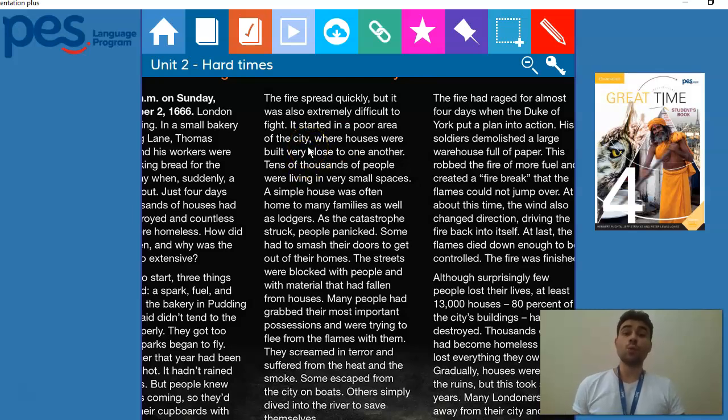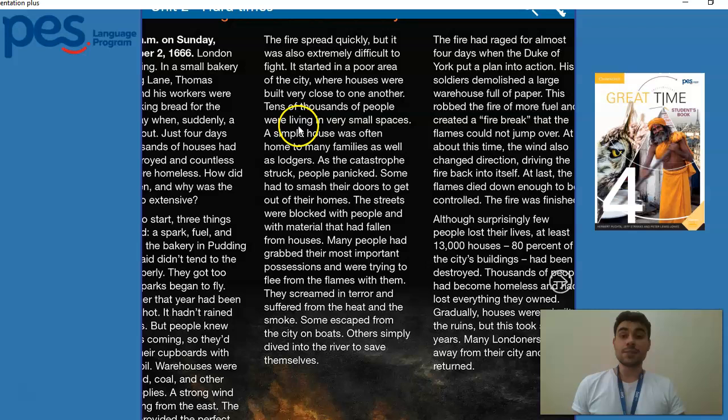It started in a poor area of the city, where houses were built very close to one another. Tens of thousands of people were living in very small spaces. A simple house was often home to many families as well as lodgers. As the catastrophe struck, people panicked. Some had to smash their doors to get out of their homes. The streets were blocked with people and with material that had fallen from houses.